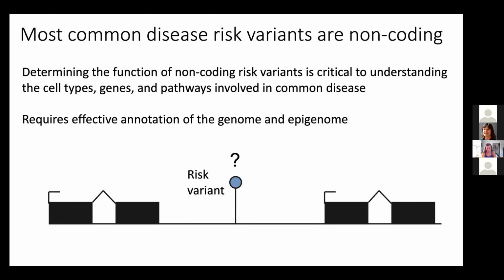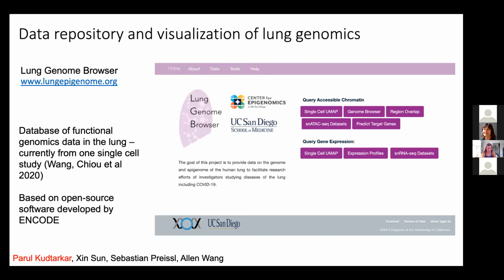Doing that requires effective annotation of the genome and the epigenome. So that was the goal and the reason why we set up this resource, the Lung Genome Browser, and the website is lungepigenome.org. It's a data repository for epigenomic data, visualization of lung genomics data. It's based on open source software developed by ENCODE. It's also very similar to the diabetes epigenome site that we had set up, and I'm sure most, if not all of you on this call are familiar with that. It's just the same infrastructure that we're using for this site.